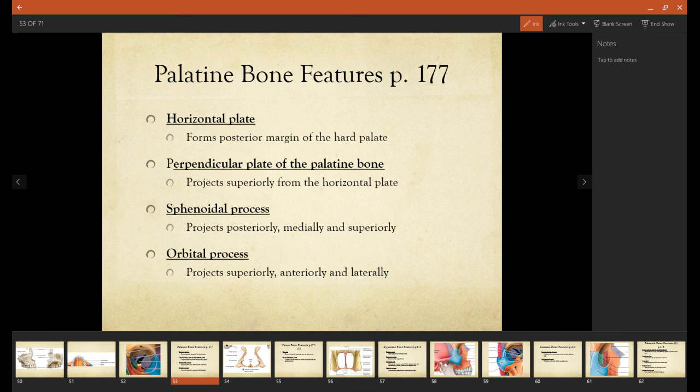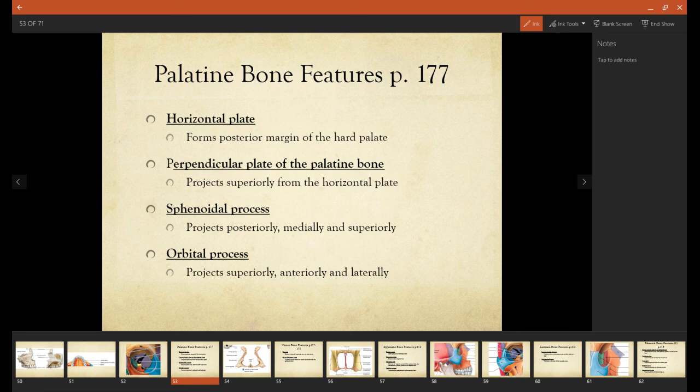Now working on the palatine bone, the horizontal plate is actually going to form the backside of the hard palate, but this is what you see from an inferior view. So when we looked at the actual palatine bone itself, the horizontal plate is what we are seeing of that bone, and it's actually going to dive upward into the skull.